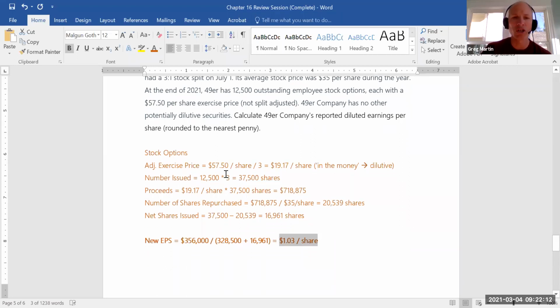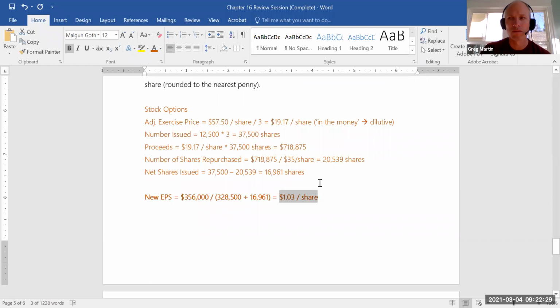Again, by definition, if the stock options are in the money, they are dilutive. If they are out of the money, they are anti-dilutive, and they would need to be ignored for the purposes of the EPS calculation. Any questions on how to handle stock options and diluted earnings per share?